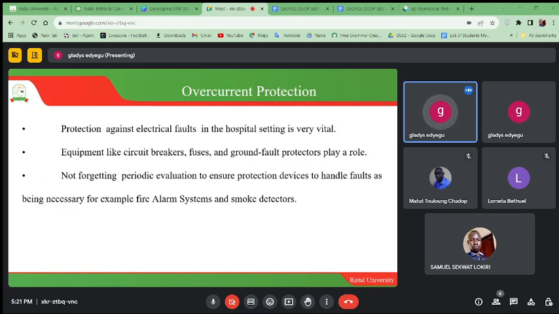And then overcurrent protection. We need protection against electrical faults in the hospital setting, and it is very key and crucial. As mentioned in the previous sessions, some schools have had fire outbreaks, and not only schools, but different organizations. So we really need to see that when we are installing these utilities, looking at power basically, we need to protect our hospitals, and we need to have a lot of protection against these electrical faults.